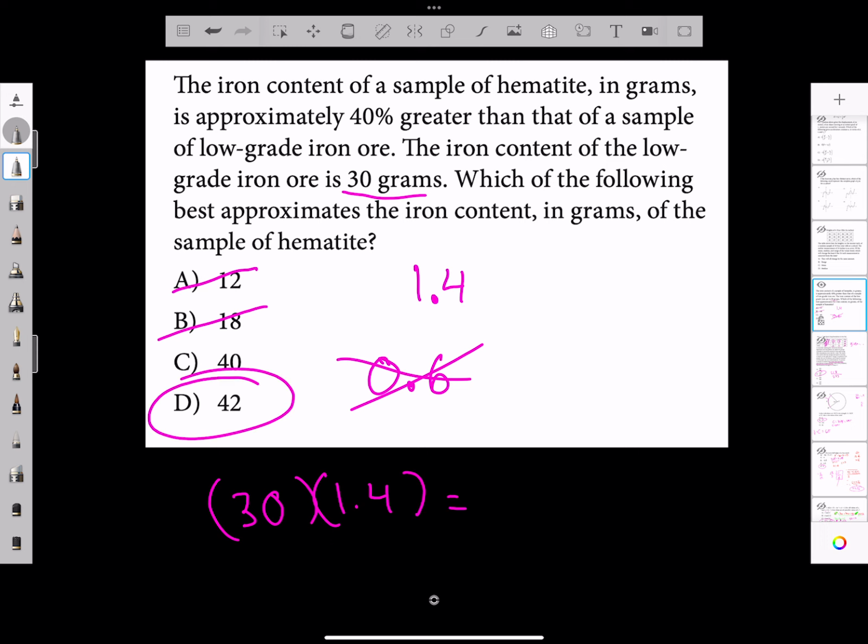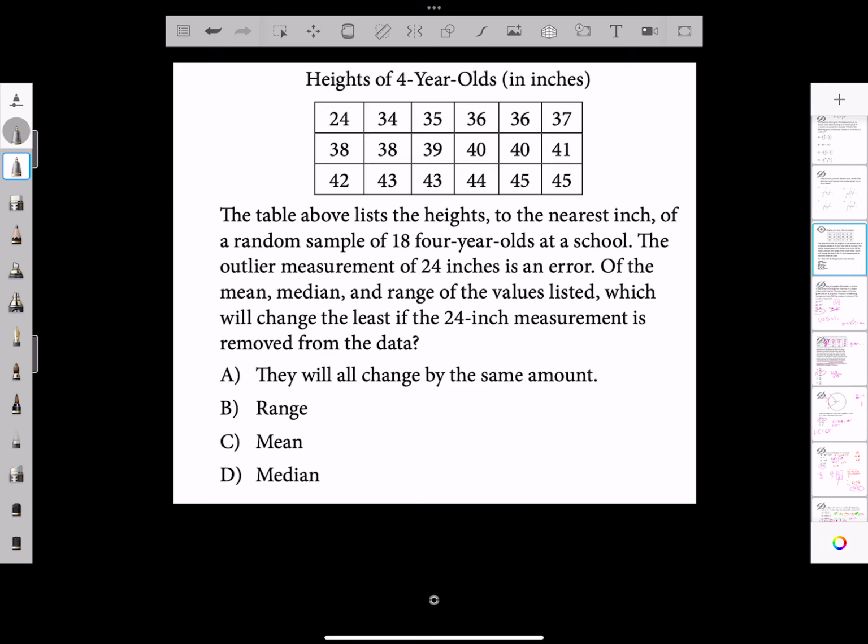So remember the equation, original amount times your percentage equals your new. And by percentage, I mean like a 40% increase, you multiply by 1.4. Or a 30% decrease, you'd multiply by 0.7. So, moving on. Pause the video and give this one a try.